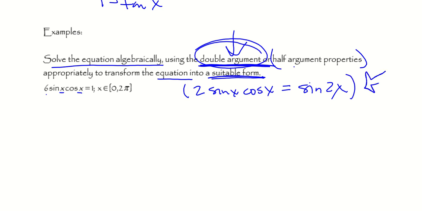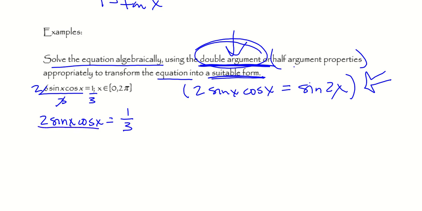I could use this if this 6 were a 2? Well, I can make it a 2 because I can do anything I want in an equation as long as I do it to both sides. So if I take both sides and I divide both sides by, not by 2, I want to get a 2. If I divide both sides by 3, then 3 goes into 6 twice, and I have 2 times the sine of x times the cosine of x equals 1/3.